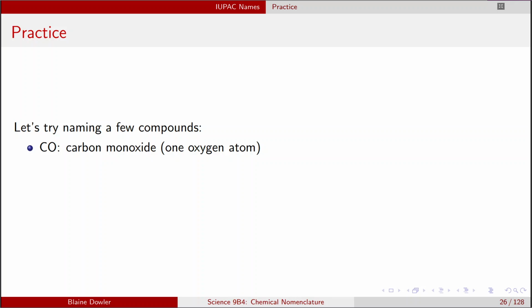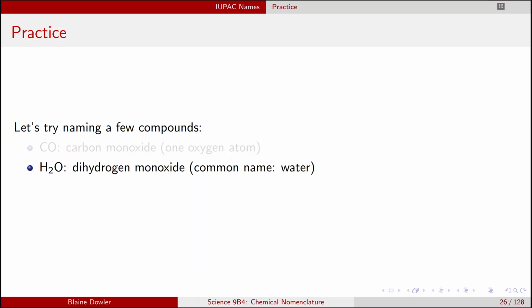So we'll try naming a few. CO is carbon monoxide. We use the prefix to say there's 1 oxygen atom, and change oxygen to oxide. H2O, dihydrogen monoxide. The common name is water. If you go to dhmo.org, you will find a website that often tricks people who do not understand this element.